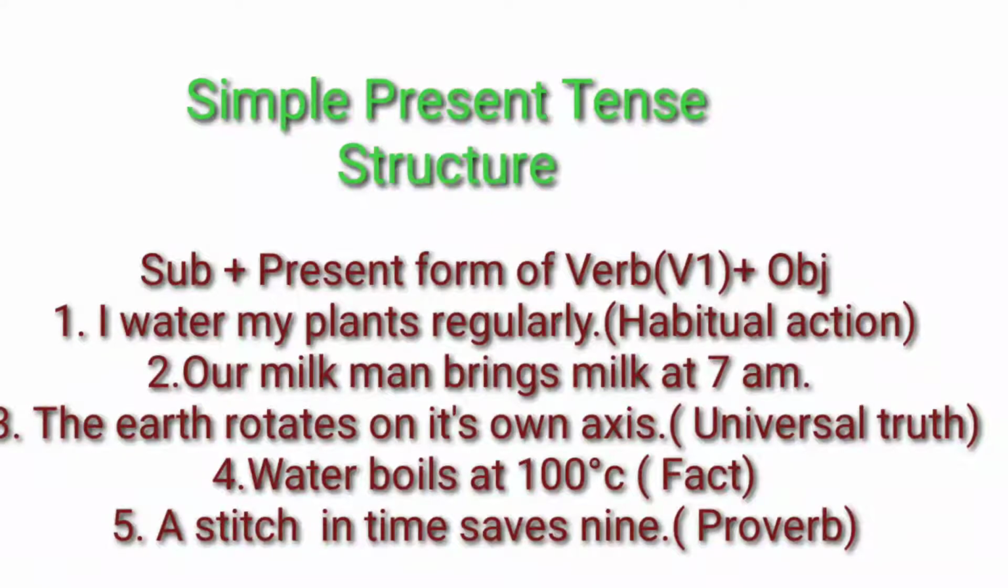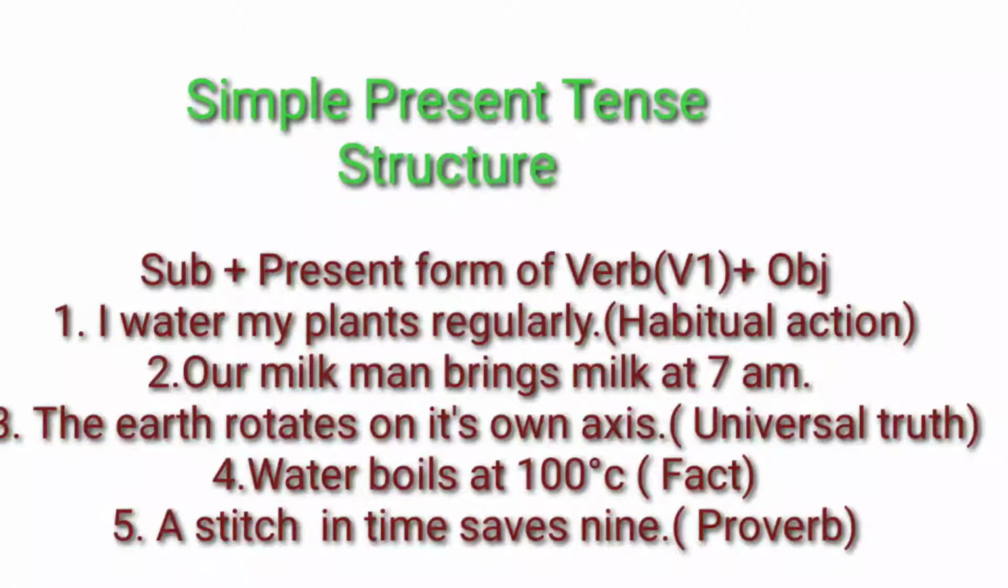Now look at the structure of simple present tense. Subject plus present form of verb. Sometimes we call it as V1, plus object. And when do we use it? For habitual actions.